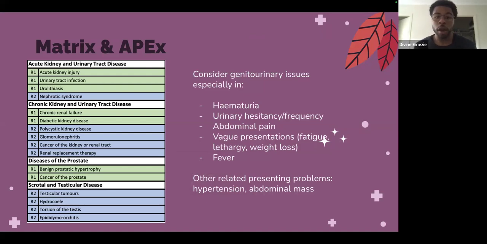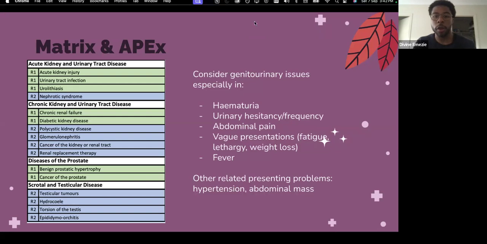Pathology teaches a lot. I think glomerulonephritis ends up getting underrated even in your multiple choice exam, because a lot of the topics come up again. But consider any of these conditions in the patient presenting with hematuria, urinary issues, abdominal pain, and some of the more vague presentations as well, such as in a weight loss, fatigue scenario, where you think about chronic kidney disease, and of course fever, because of UTIs being such a common infection.